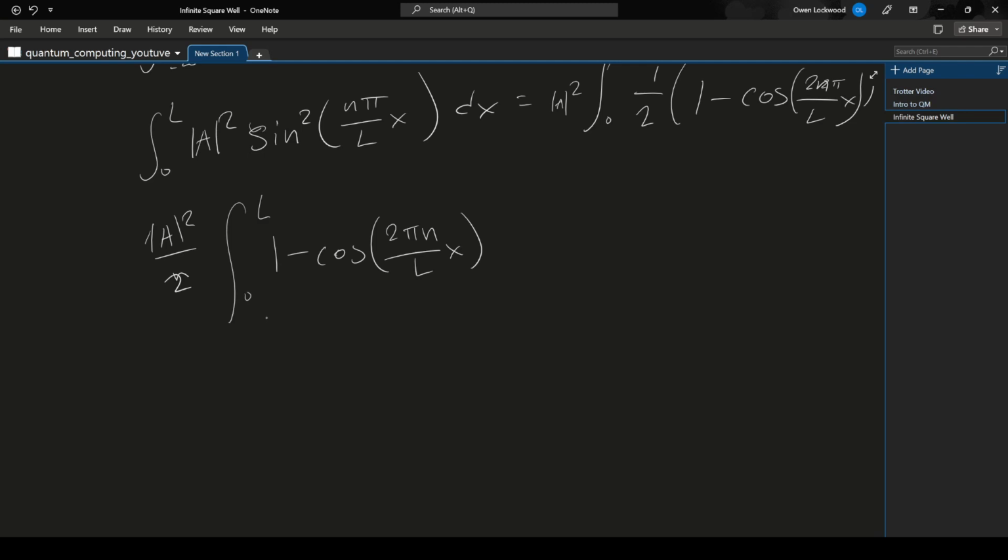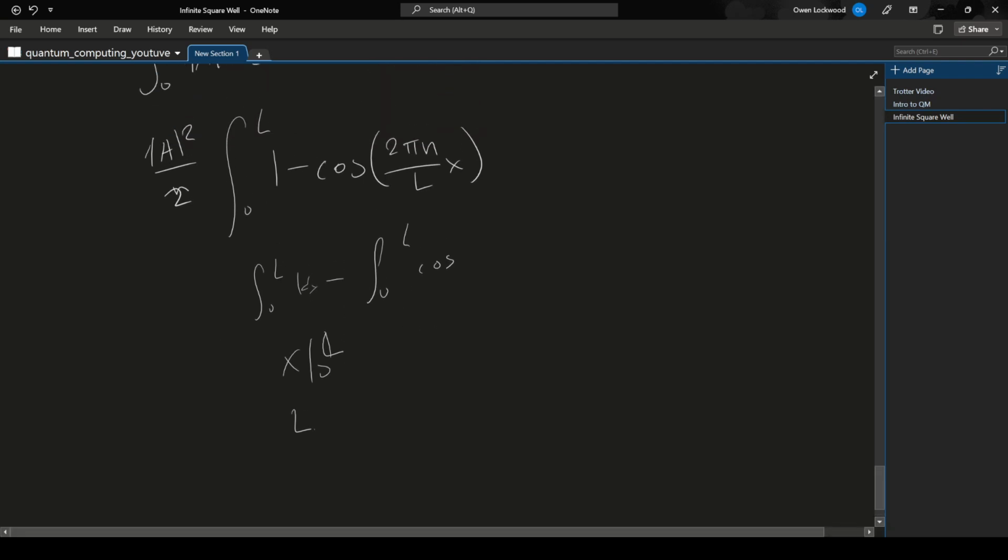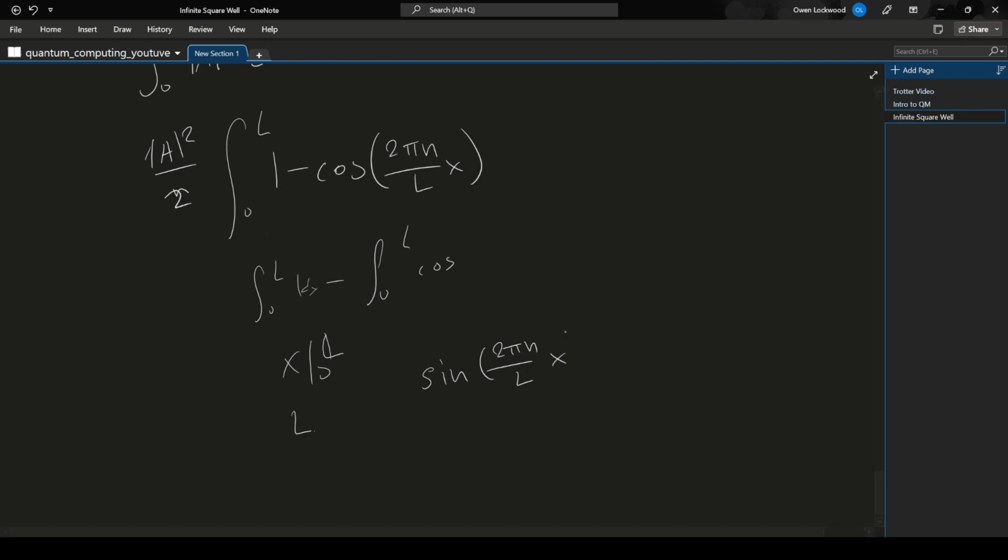I'm just going to be zooming in on here. We have the integral from 0 to L of 1 minus the integral from 0 to L of this cosine thing. So the integral from 0 to L of 1 dx is x, from 0 to L, so we have L, of course. And then for the cosine, the integral is sine of 2 pi n over L x. However, if we take the derivative of this, we get 2 pi n over L.